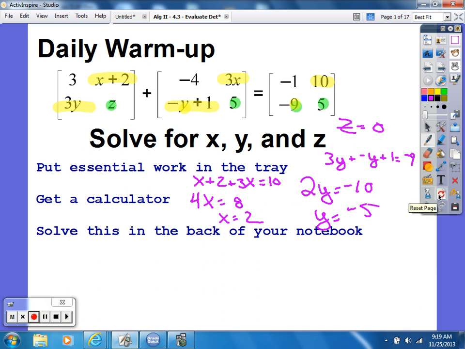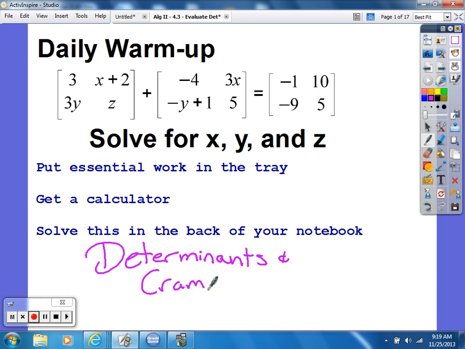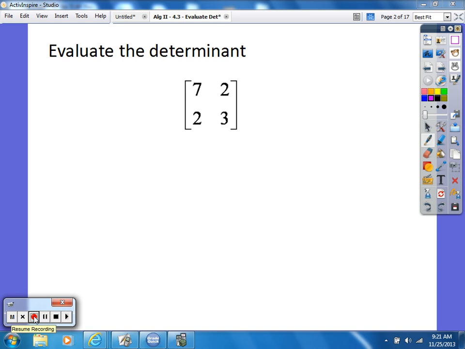All right, so now that we've done that, let's turn to the front of our spiral notebook. And today's objective: determinant and Cramer's rule. Determinant and Cramer's rule. So here's our first problem. We only have 4 problems today.